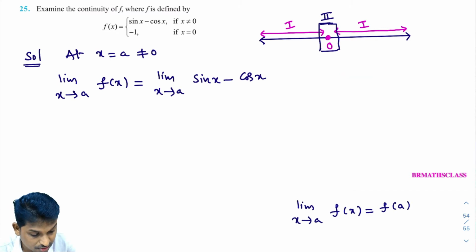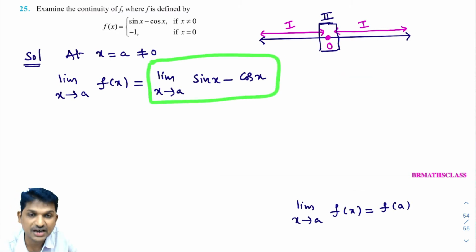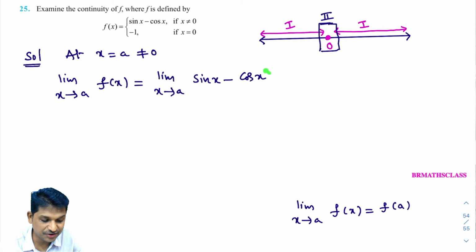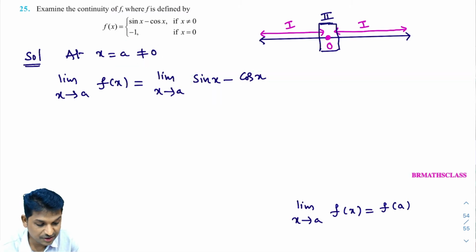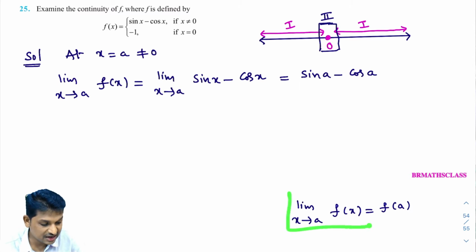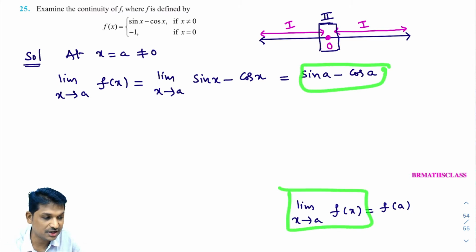Now observe this one. I need to calculate this. How will we calculate this? We will do this by the direct method. What is the direct method? In the given function, wherever x is there we will write a. What is a here? A is a non-zero real number. So, in the given function, wherever x is there you write a. What will it become? It will become sin a minus cos a. So, I calculated this one and got sin a minus cos a.